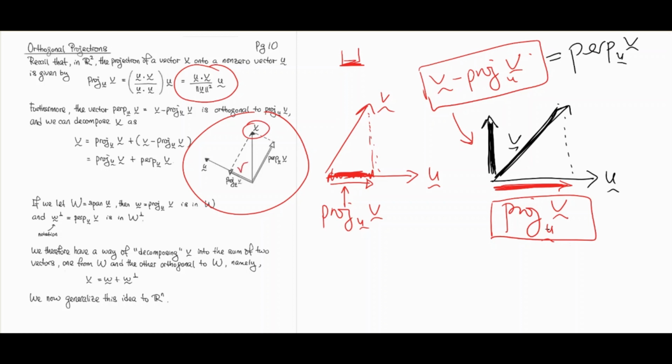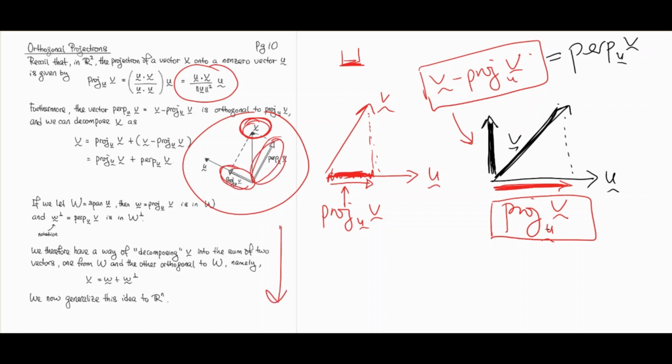We can decompose this vector V as the sum of these two vectors which are orthogonal to each other. All right, this is a version of what we call the orthogonal decompositions, right? So we can decompose a vector V into these two parts where these two parts are orthogonal to each other.